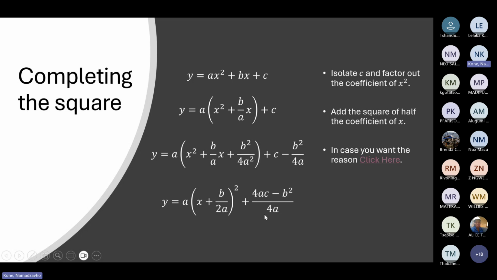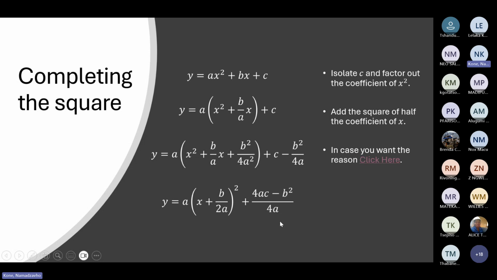So that is why this method is called completing the square, so that whatever you have here can be factorized as two brackets that look exactly the same. Whatever residues are left are captured here.